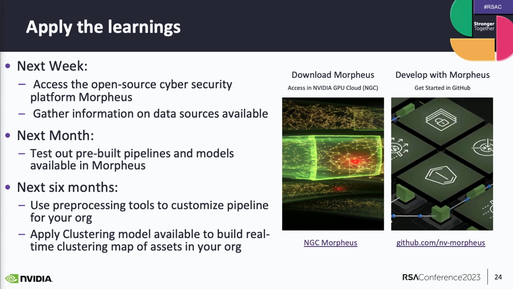Well, this was how we tried to do asset clustering on our network. And if you thought this was cool, and if you'd like to try it out as well, I recommend that you start by downloading the open source Morpheus SDK and start by exploring the data sets you have in your own network. You can play around with some pre-built models and pipelines that are available in Morpheus. And once you're slightly more comfortable with the pipeline, the data, and the model, you can customize your own workflow to come up with the asset maps in your own organization.